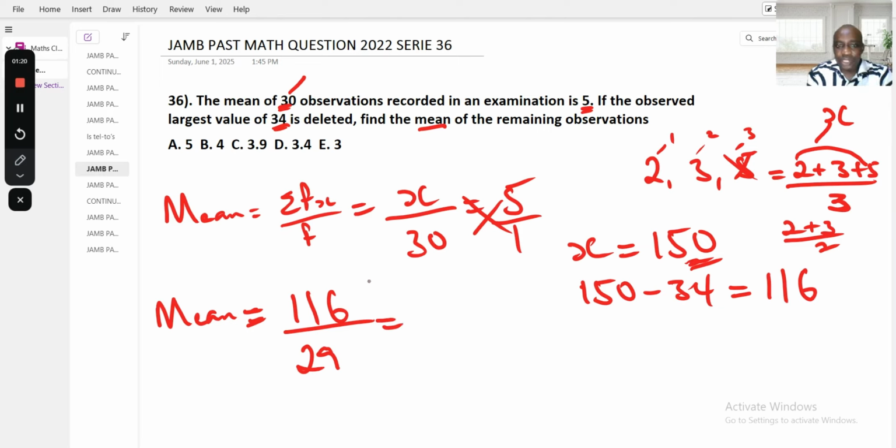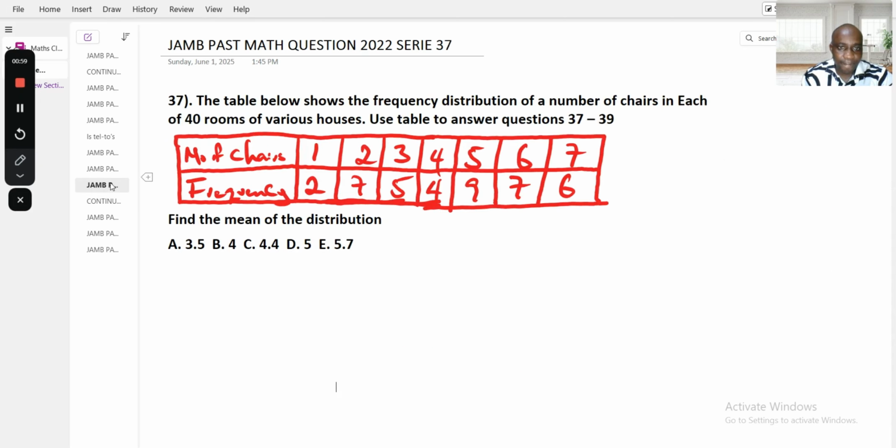Now let's use the calculator to divide this one. 116 divided by 29 gives us 4. Therefore, the mean for the remaining ones is what? 4. Do we have 4 there? Yes, B. Our final answer is B. Let's move to the next question.